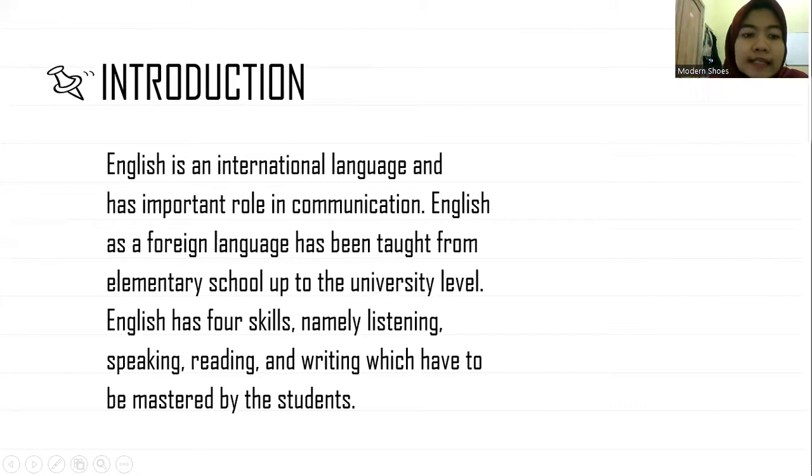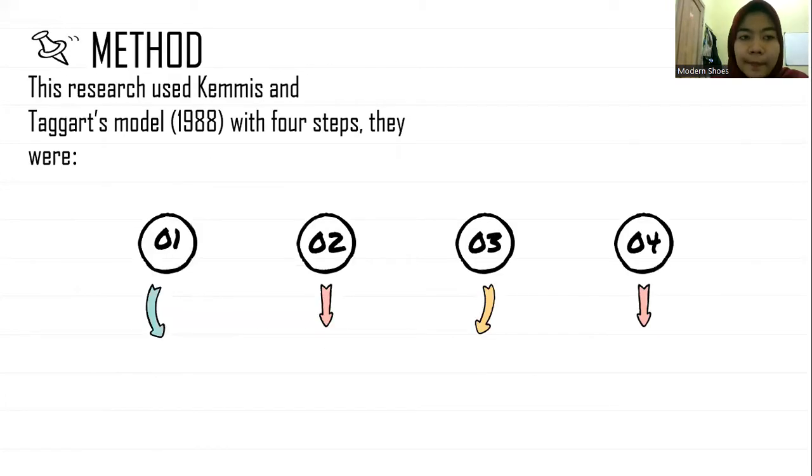Introduction. English is an international language and has an important role in communication. English as a foreign language has been taught from elementary school up to the university level. English has four skills, namely listening, speaking, reading, and writing, which have to be mastered by students.